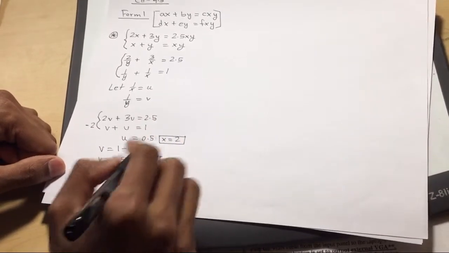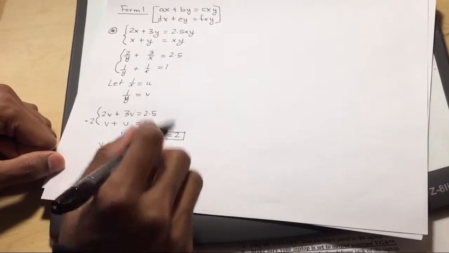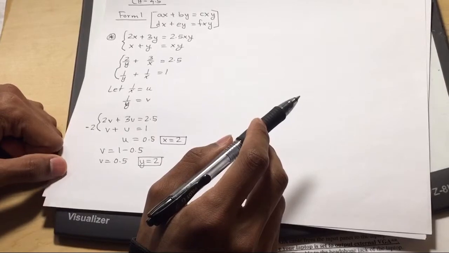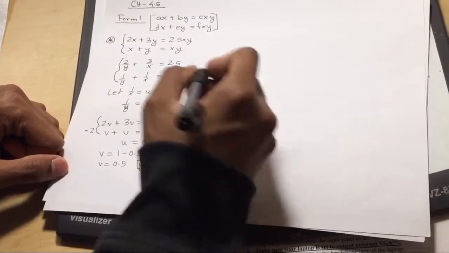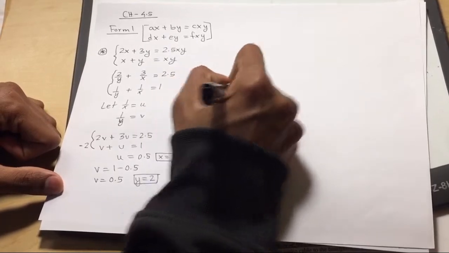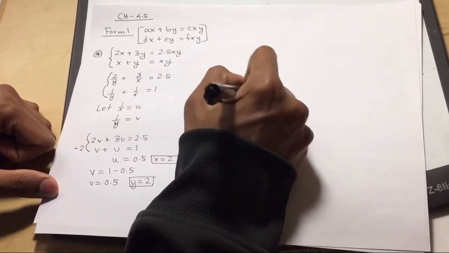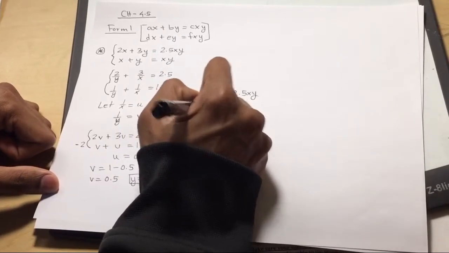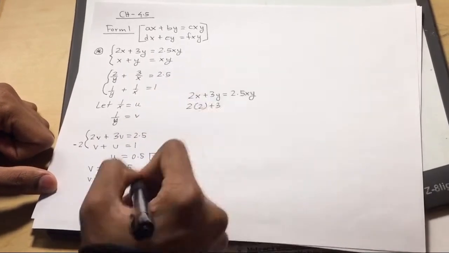Alright, to see if my values are correct, I'm going to plug x and y back into the original equations. So let's choose the first one. The first equation was 2x plus 3y equals 2.5xy. I know what x is. x is 2. So 2 times 2 plus 3y is 2 as well.